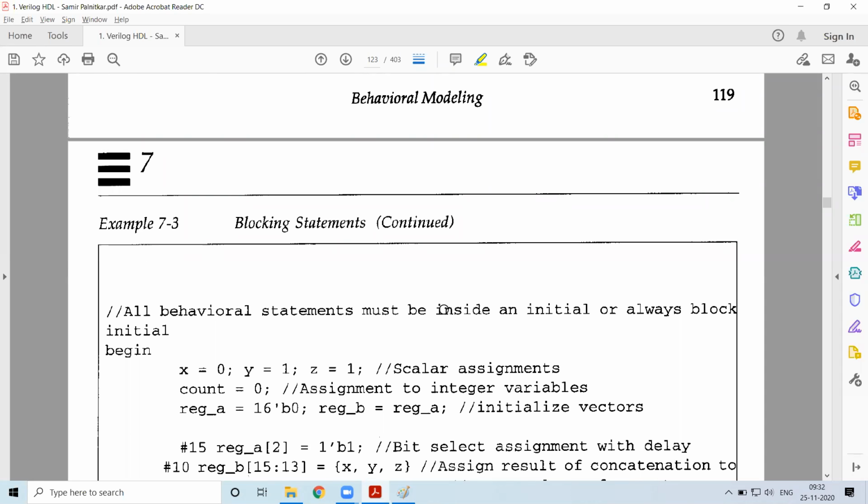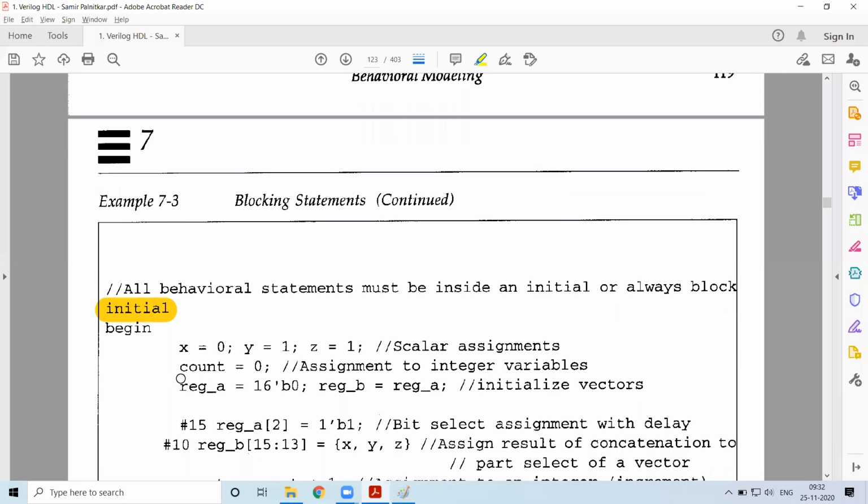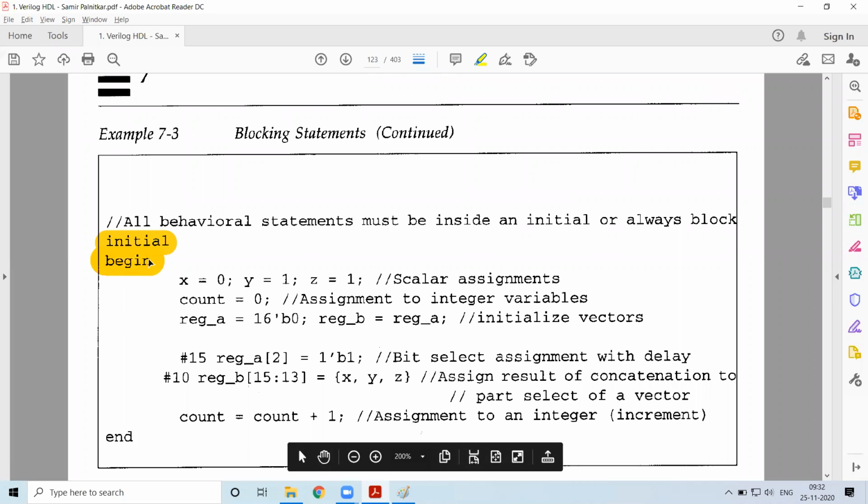Since we are dealing with the behavioral level of modeling, you should use either initial or always, depending on some criteria. Here you have to put those statements within an initial or an always block. Here you can see that the statements are put in an initial block, so it is understood that this is behavioral level of modeling, following that structure. Since you have multiple instructions, you use the two keywords begin and end.